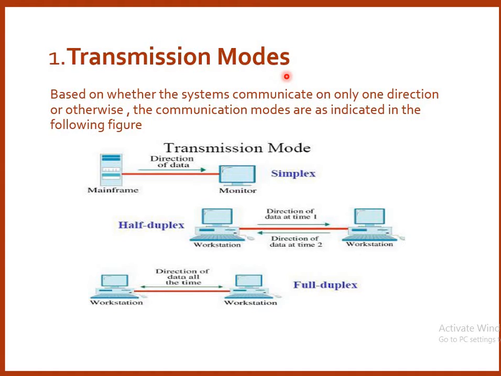Based on whether the system communicates in only one direction or otherwise, the communication modes are as indicated in the following figure. Based on that, we have three types of transmission mode. First one is simplex mode, second is half duplex, and third is full duplex. In simplex mode, the data is transferred in only one direction. Here the transmitter is transmitting the signal and the receiver is only receiving the signal. The example of simplex is radio or television.